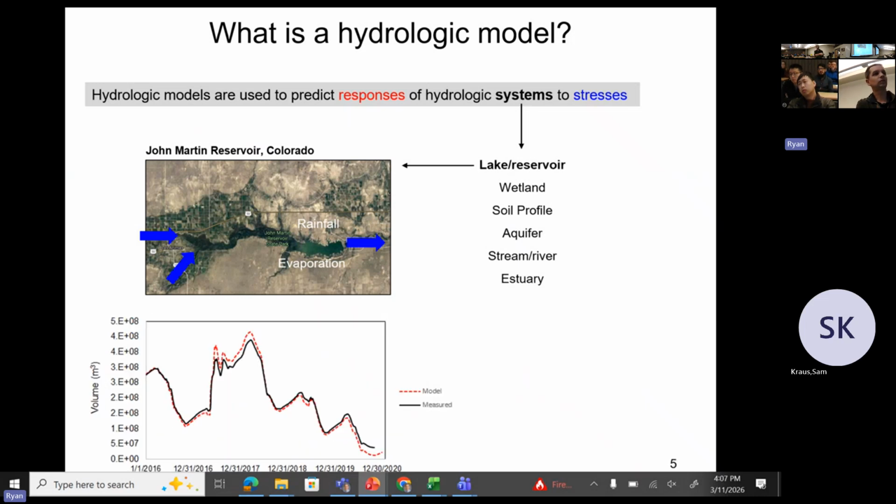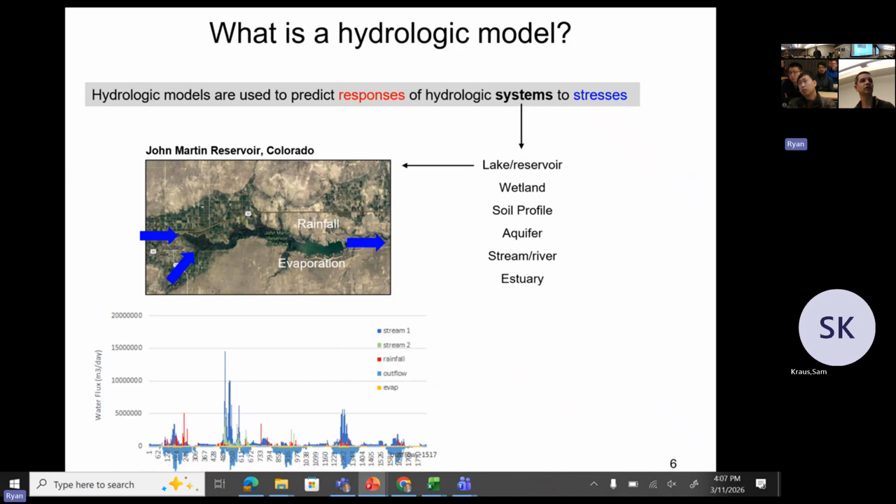In addition to the response, that's the volume of water in the reservoir, we can also track all these inflows and outflows through time and see how they compare to each other. So for example, this is water flux, cubic meters per day. Stream 1 is the Arkansas River, stream 2 is the Purgatory. We have rainfall, outflow through the dam, and evaporation. You can see how those relatively compare to each other through time.